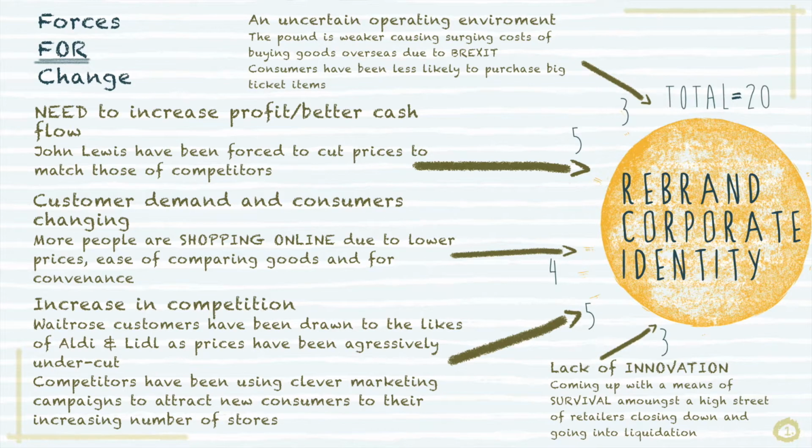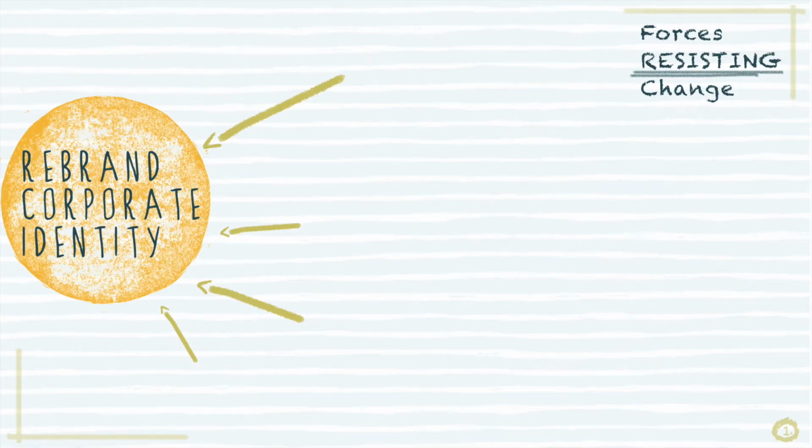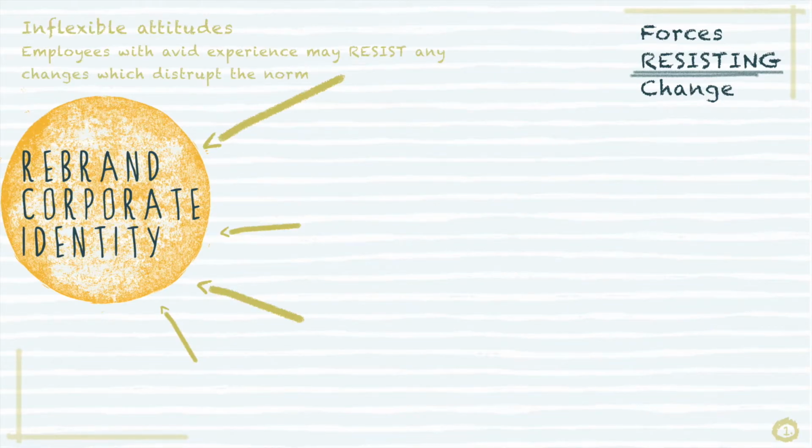Let's score these factors and total them up. This will allow for a comparison later. What could the forces resisting change be? Inflexible attitudes that are passionate about things staying as they are. Employees with years of experience and who have invested a lot of themselves into the company may resist any changes because it would disrupt the norm.